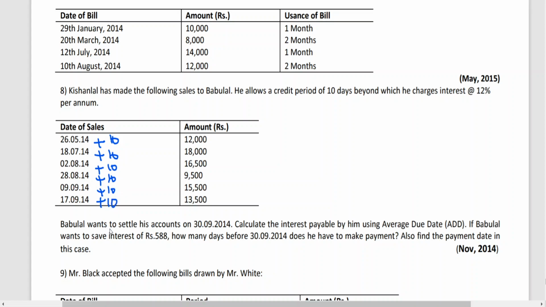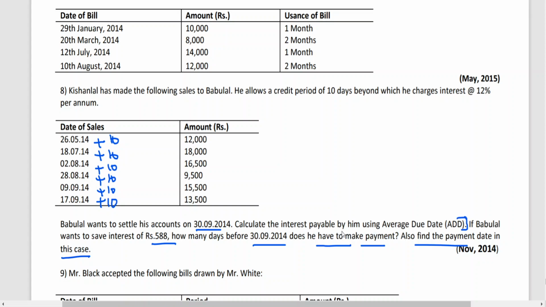Babulal wants to settle his account on 30th September 14th. Calculate the interest payable by him using average due date. If Babulal wants to save interest of 588, how many days before 30th September 14th does he have to make a payment? Also find the payment date in this case. So before we discuss about this second part of the question, first let me work out up to this. Then we can discuss about the later part.